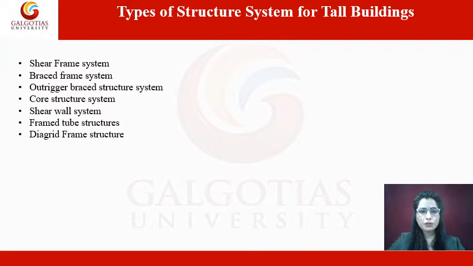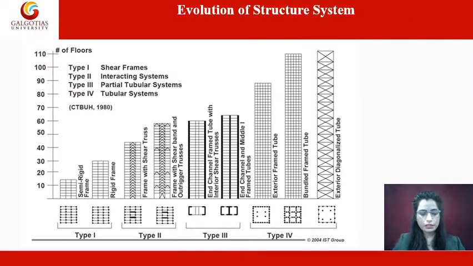Now we have types of structural system for tall building. First is the shear frame system. Second is braced frame system, outrigger braced structure system, core structure system, shear wall system, framed tube system and Diagrid frame structure system. These are the different types of structure system used for the construction of tall buildings.